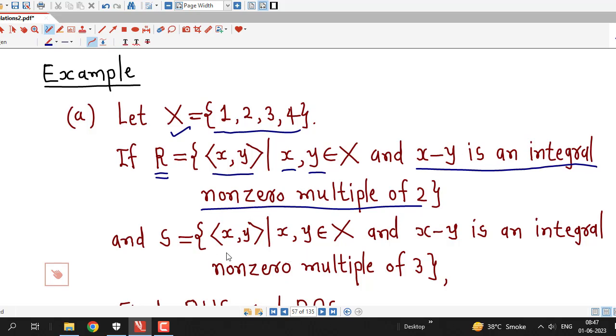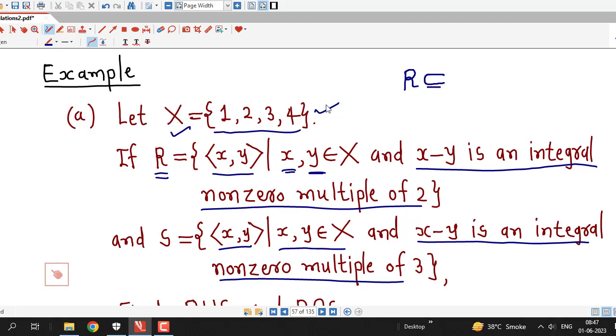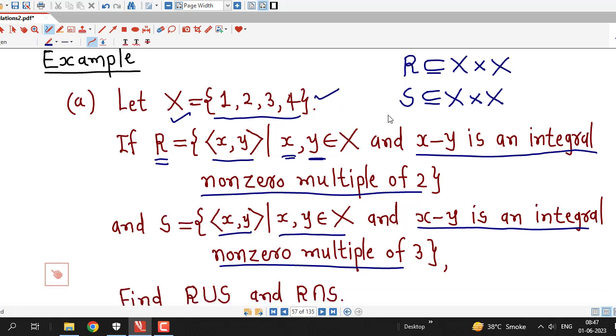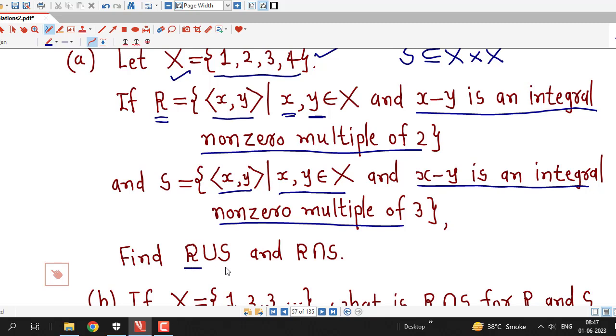S is defined as the ordered pairs (x, y) where x and y belong to X and x minus y is an integral non-zero multiple of 3, and here we have to consider x and y from the set capital X. R and S are relations on this set X, therefore they are nothing but subsets of X cross X, the Cartesian product of X with itself. We have to find the union of R and S and the intersection of R and S.